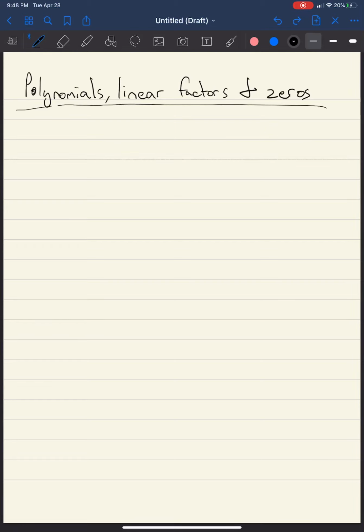What we're going to talk about today: polynomials, linear factors, and zeros. Let's start with the word zeros. Zeros are x-intercepts, roots, or solutions. If you hear me say one word, and then another time I'm saying the same exact thing but I use another word, it's because zeros, that's all the same thing.